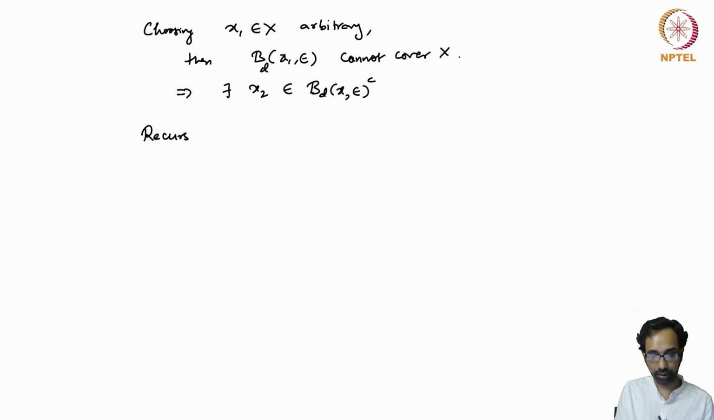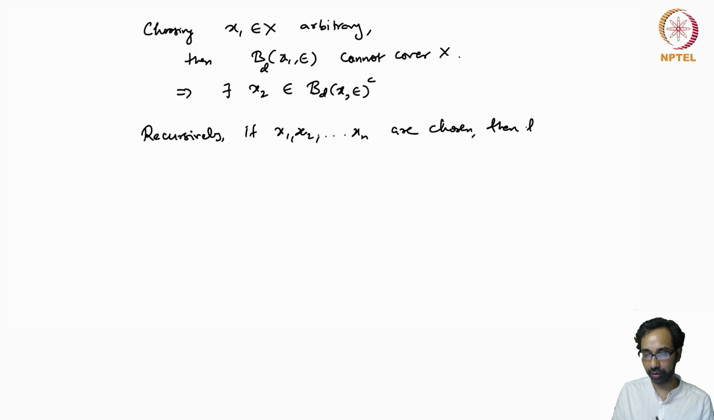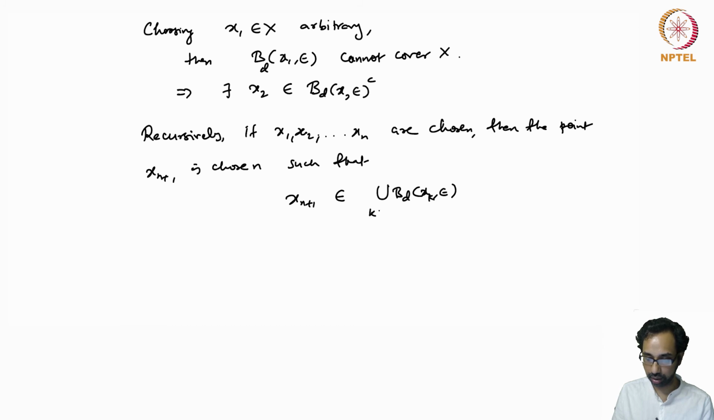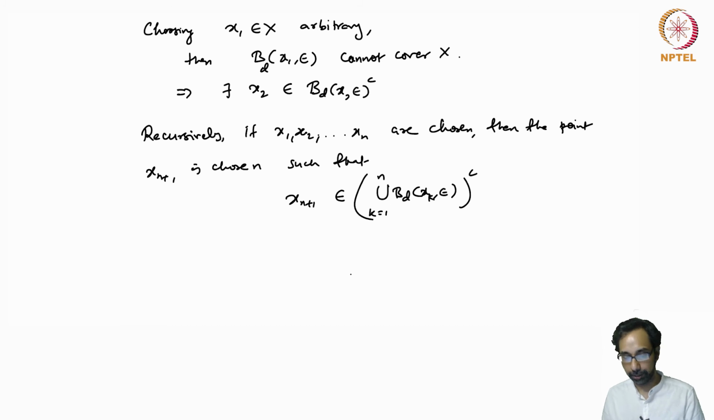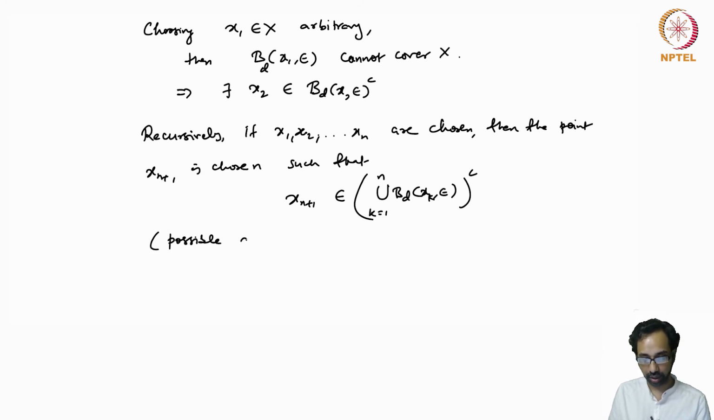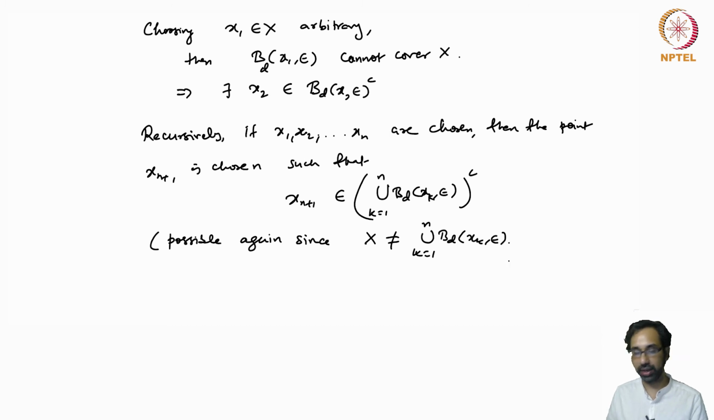Now we have a recursive definition. So recursively, if x1, x2 up to xn are chosen, then the point xn plus 1 is chosen such that xn plus 1 belongs to the complement of the union of all these metric balls B(xk, epsilon), k from 1 to n. So this is possible again, since X is not equal to the union of the finitely many epsilon balls B(xk, epsilon). By hypothesis, this is not possible, so we can choose a point in the complement.